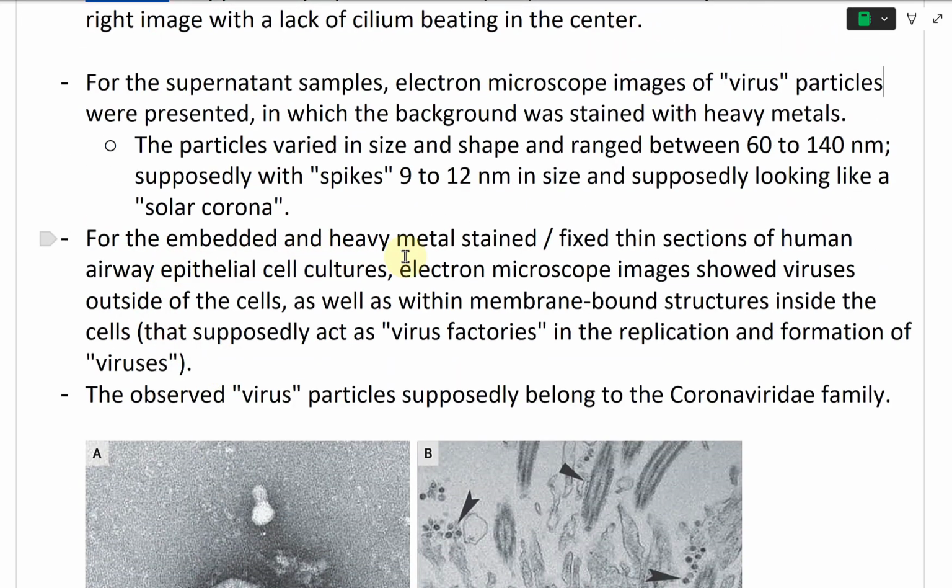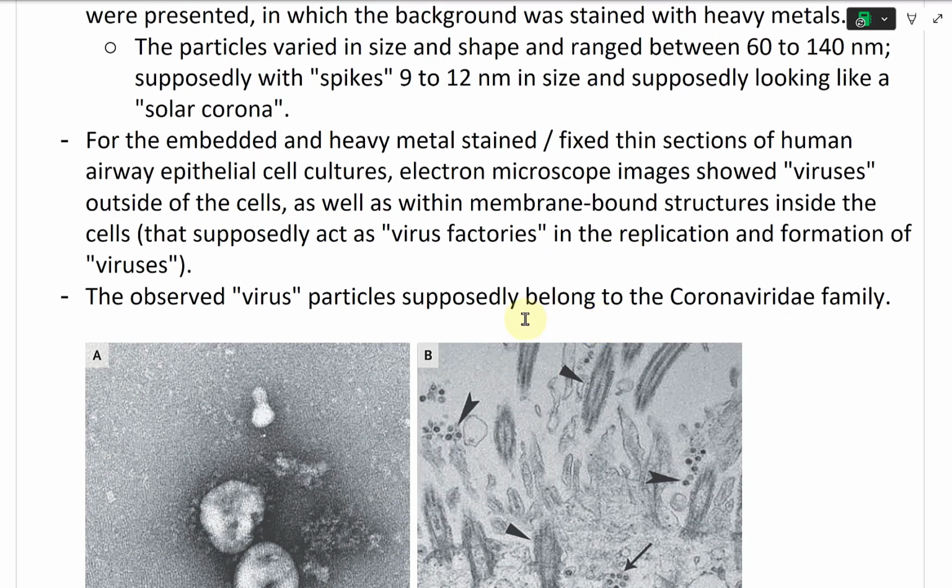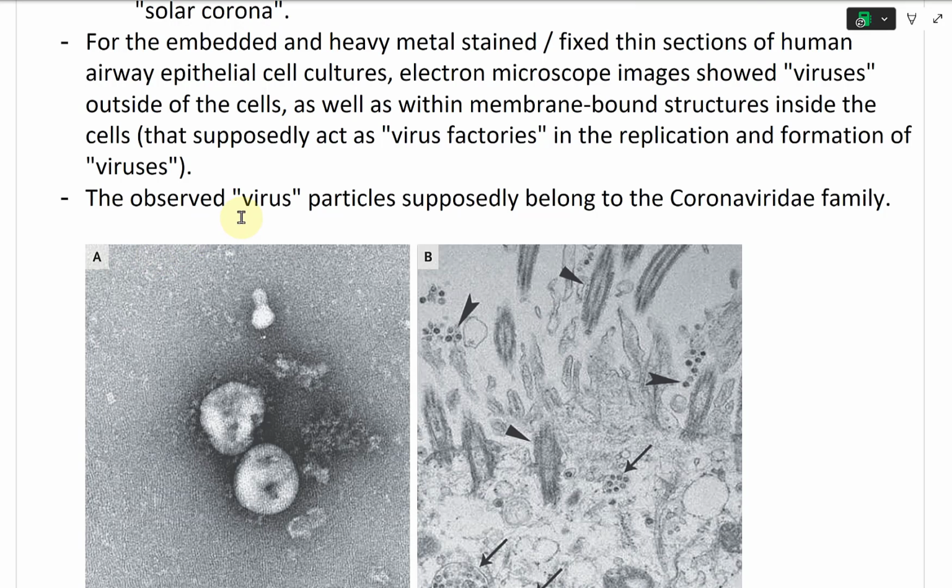For the embedded and heavy metal stained, fixed thin sections of human airway epithelial cell cultures, electron microscope images showed "viruses." I'll put this right here. Yeah, put "viruses" outside of the cells, as well as within membrane-bound structures inside the cells that supposedly act as "virus factories" in the replication and formation of "viruses." The observed "virus" particles supposedly belong to the Coronaviridae family.